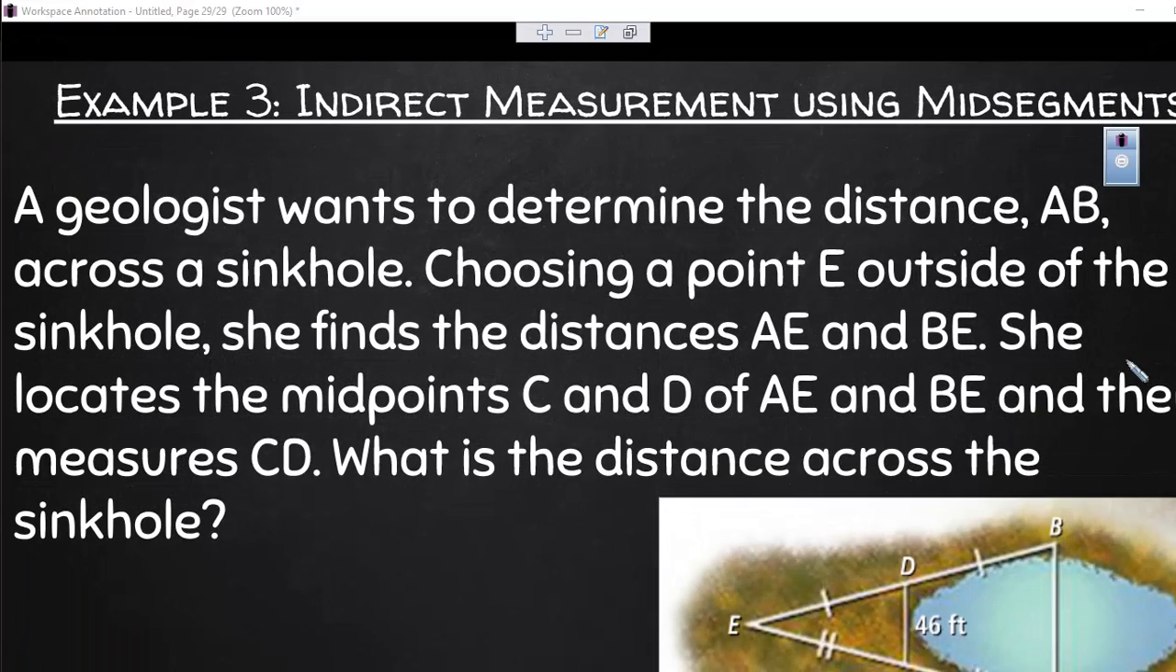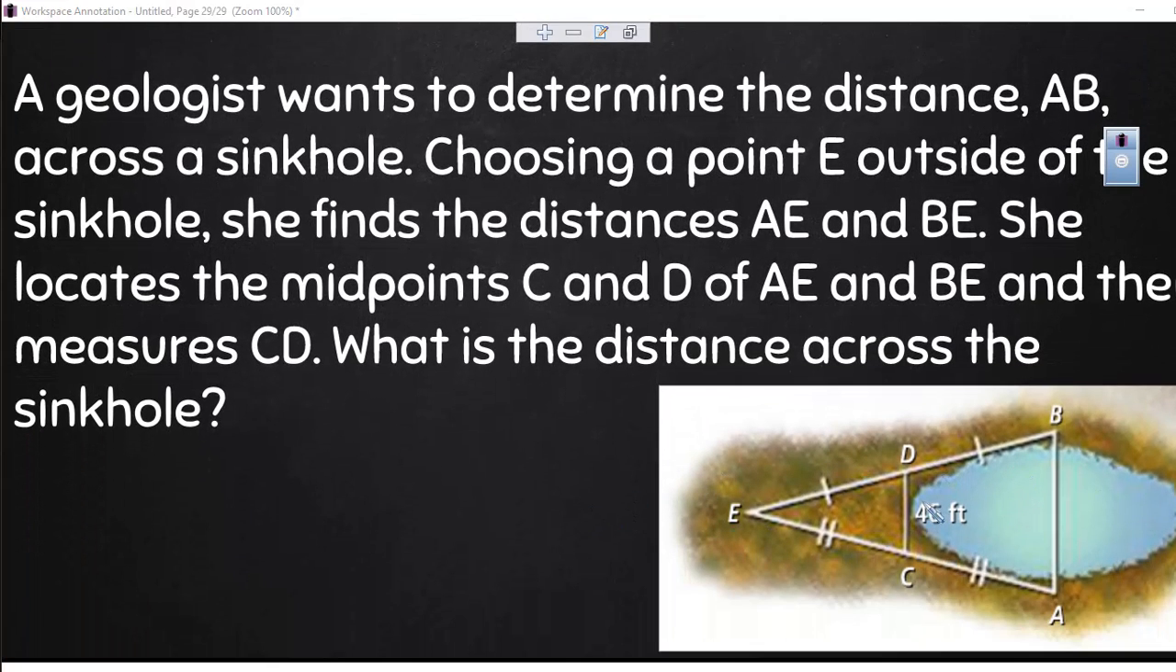Well, the sinkhole is like a mid-segment problem. This is a midpoint, this is a midpoint, so therefore this is the mid-segment for this third side. That means that DC is equal to 1/2 of AB. Since they give us this right here, to find AB, we're going to get rid of the half, which means we're going to double the DC. So 2 DCs is equal to 1 AB, or 2 mid-segments is equal to 1 third side.